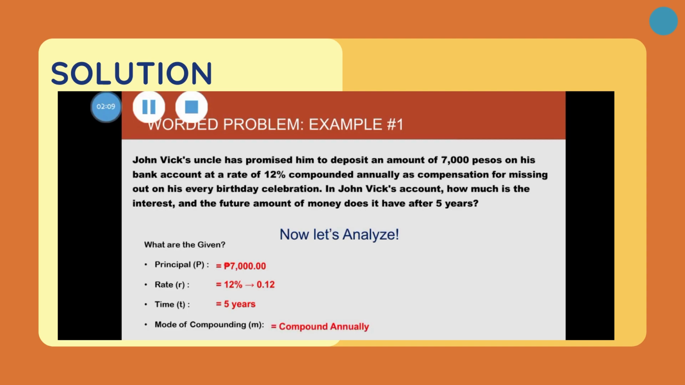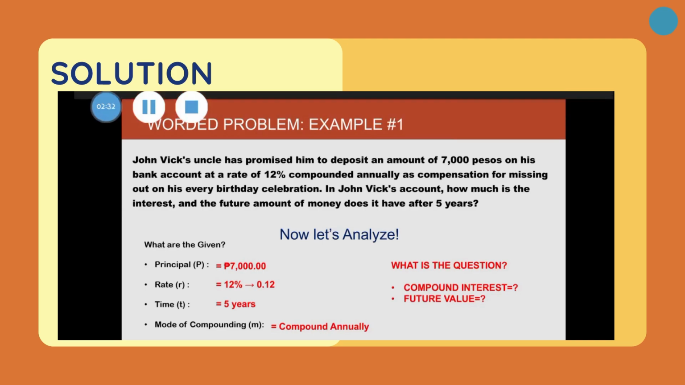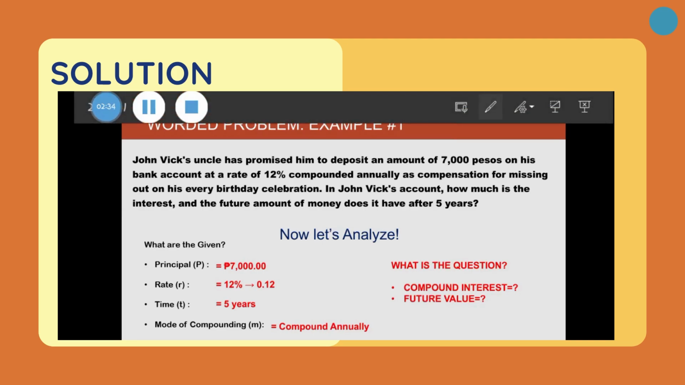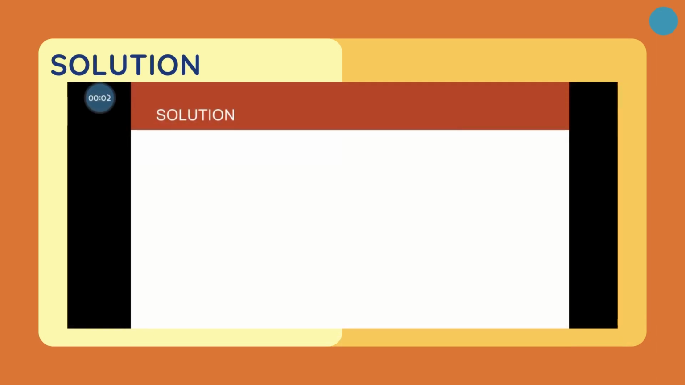Now, what is the question in the problem? We have to find the future amount, or the future value, or the maturity value of the money inside the bank account and its compound interest. There you have it. This is the question. Now, let's proceed to the solution to the problem.